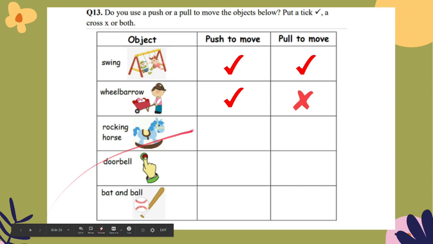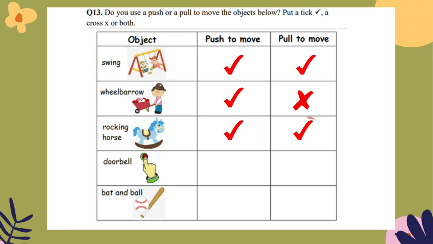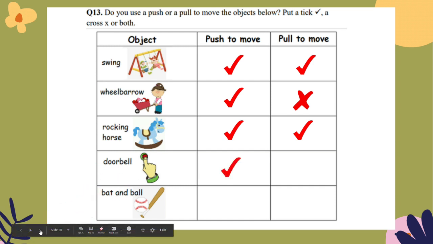What about this rocking horse? What force is being used here? For the rocking horse to move, both is being used. Okay, a push and a pull. How about a doorbell? Okay, we use push for this doorbell to move. Same with this bat and the ball. We only use push to move the ball.